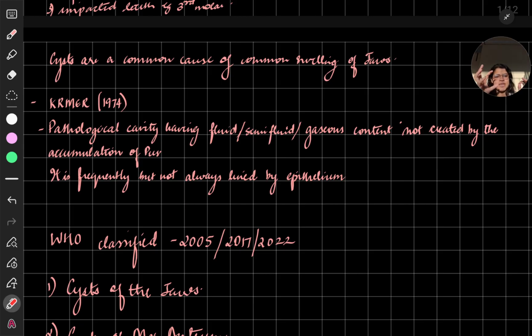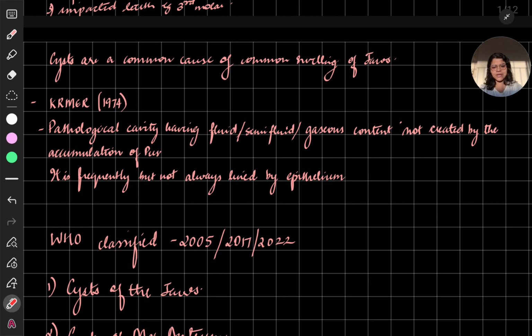It says a pathological cavity, it's not physiological. Pathological cavity having fluid, semi-fluid or gaseous content, not created by the accumulation of pus. So it may contain fluid, semi-fluid or gaseous content, and not accumulation of pus. It's a pathologic cavity, not associated with pus. It's frequently but not always lined with epithelium. It is frequently lined with epithelium but will not always be the case.